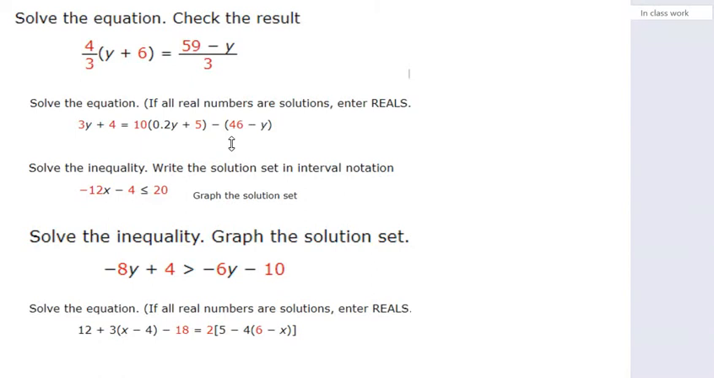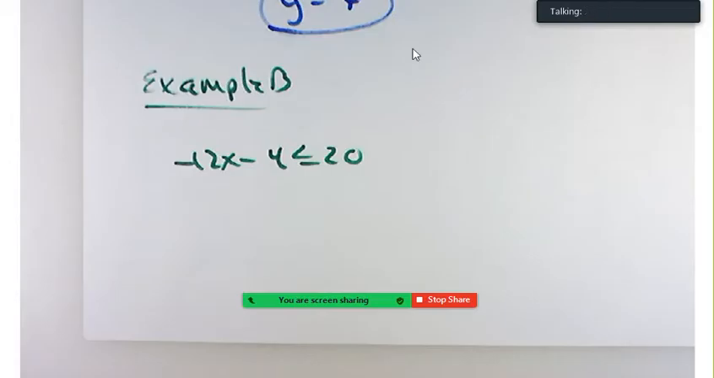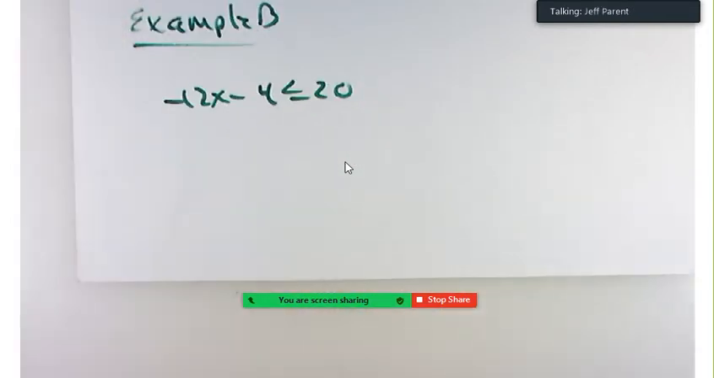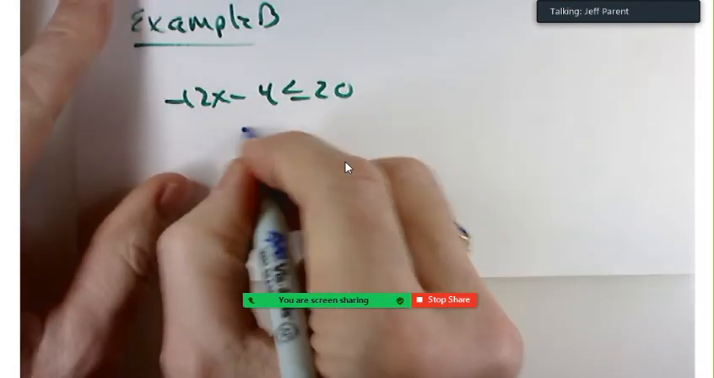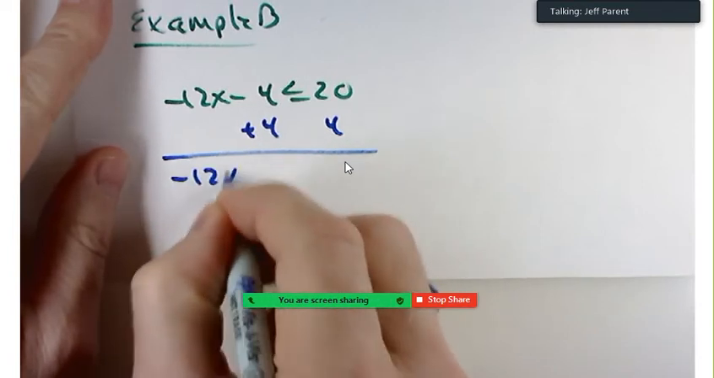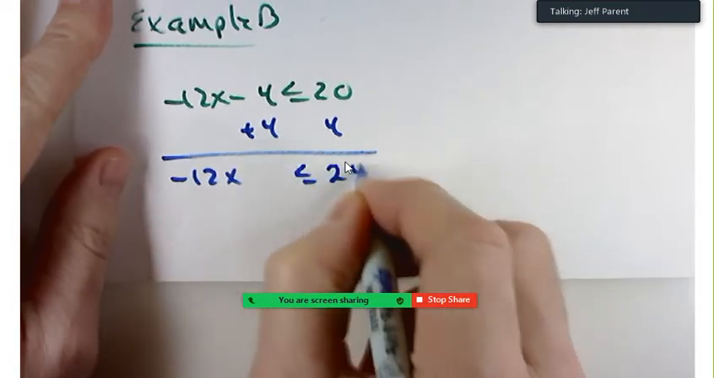That's going to be negative 12x minus 4 is less than or equal to 20. So let's change up the camera over here. Now, probably a couple ways you could solve this, but most people, I would think, would just say, all right, well, I'll start out by adding 4 to both sides. And that's a good way to start. Negative 12x is less than or equal to 24.